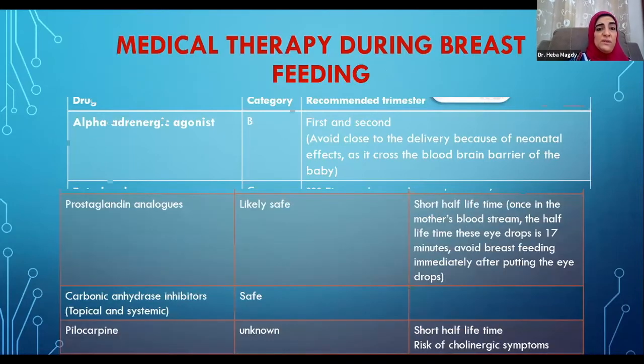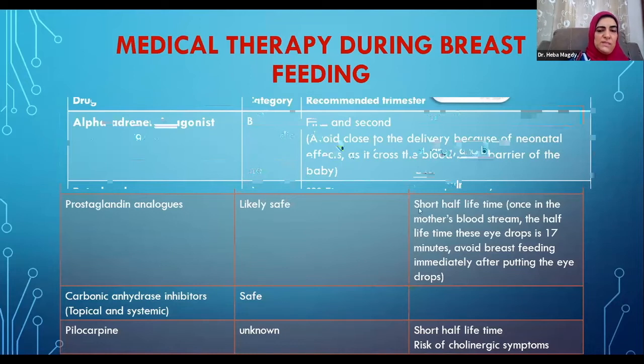During breastfeeding, all are safe except the alpha agonist. Alpha agonist is really contraindicated during breastfeeding because it has the risk of CNS depression, and it may result in respiratory apnea and bradycardia in the patient. So it's contraindicated. You can use beta blockers, okay, but take care in patients with cardiopulmonary disease.